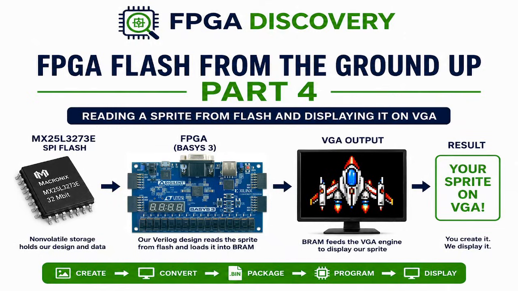In the previous parts we learned how SPI NOR Flash works, how to communicate with it, and then built our own Verilog SPI controller to read the identification information from the flash chip on the Basys 3. But reading an ID is only the beginning. In this part we're going to use that flash for something more interesting. We're going to store a pixel art sprite in flash, read that sprite with our own Verilog hardware, and display it on a VGA monitor.